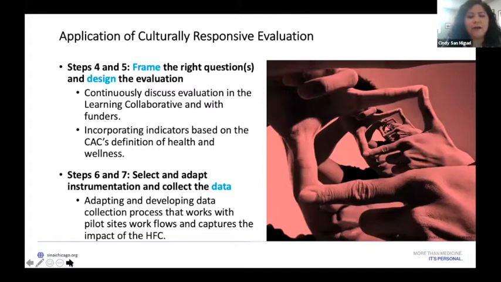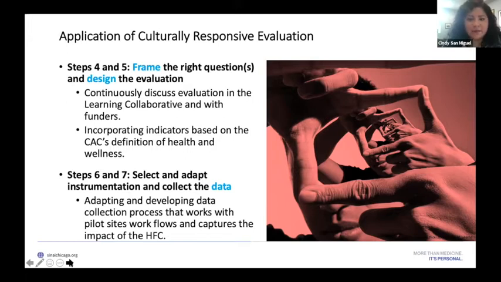All right, so step 4 and 5, we have to frame the right question and we have to design the evaluation. So we've continuously discussed the evaluation in the Learning Collaborative and with funders. We've had a very high touch relationship with the funders to ensure that we are incorporating what they foresee as the direction of the Health First Collaborative. In addition, ensuring that we understand what pilot sites think the impact will be and what are the most important indicators and outcomes that we should be tracking as part of the evaluation to understand impact. In addition, we've conducted various activities with the Community Advisory Council to understand their definitions of health and well-being based on their lived experiences within the community and incorporated those indicators into the evaluation.